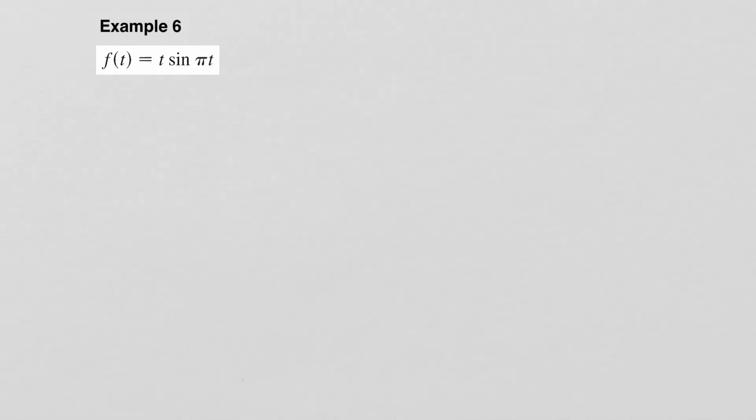In the next example, we have a combination of the product rule and the chain rule. So our function here, f of t, is t times the sine of pi t. I'm emphasizing the fact that we have the product between these two functions. Now we also have a chain rule here because we have the sine and then the inside function is pi times t. But first we have to consider the product rule.